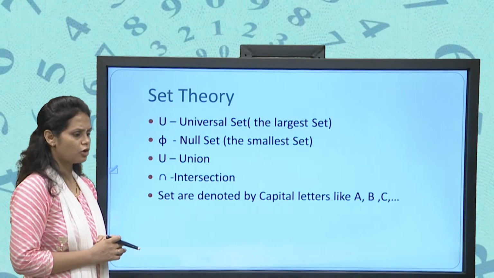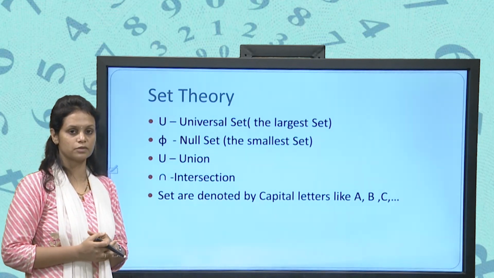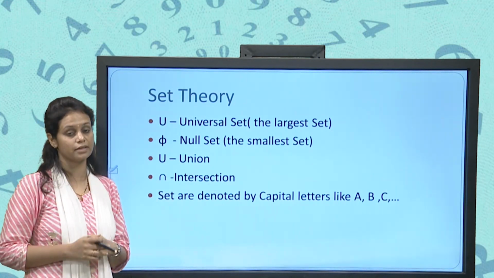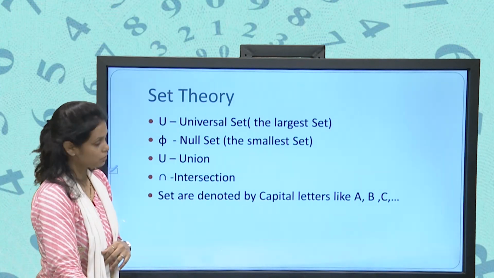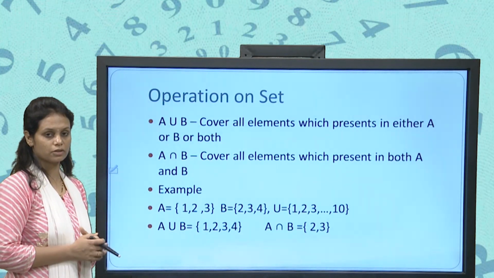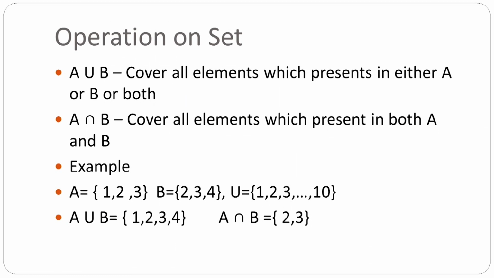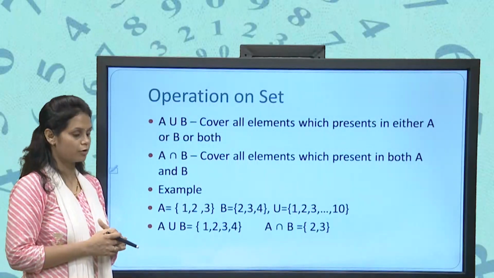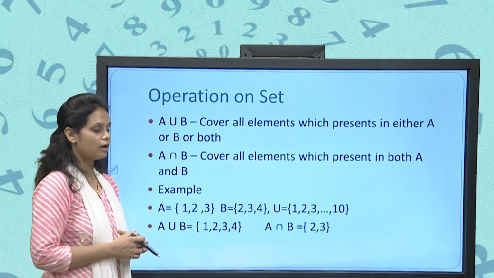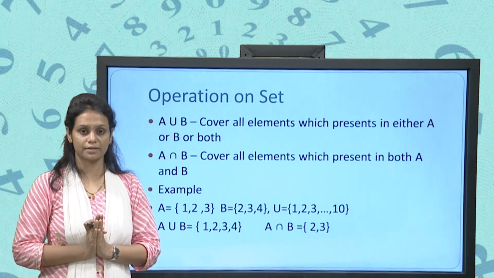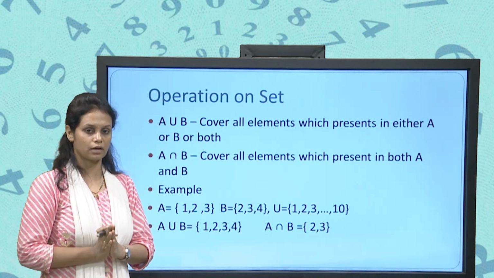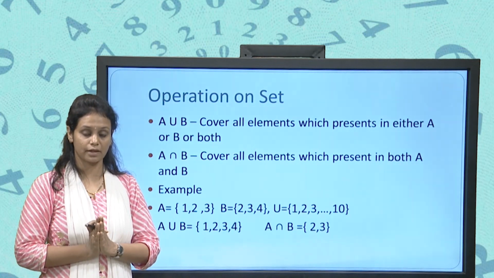Which operations can we perform on sets? One is union, one is intersection, one is complement. What is the meaning of union? It will cover all the elements which are present in A, in B, or in both. What is the meaning of intersection? It will cover all the elements which must be present in both A and B.